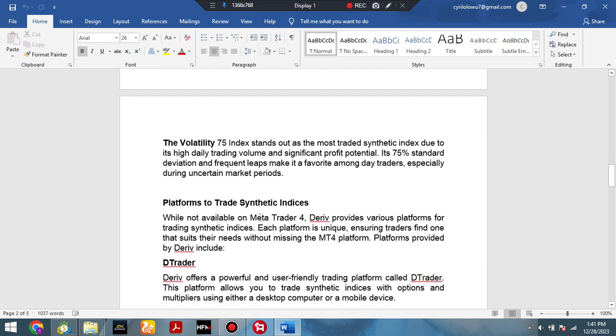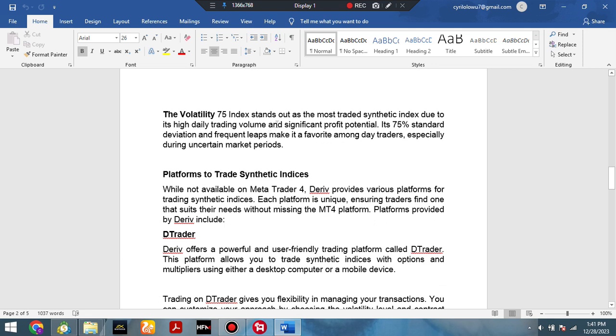Most popular synthetic indices. The Volatility 75 index stands out as the most traded synthetic index due to its high daily trading volume and significant profit potential. Its 75% standard deviation and frequent leaps make it a favorite among day traders, especially during uncertain market periods.